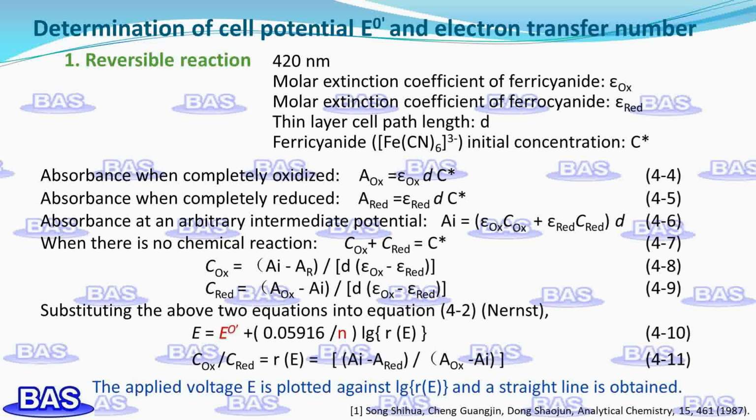It is set at 420 nanometers. Here, ε is the molar extinction coefficient of ferricyanide, ε is the molar extinction coefficient of ferrocyanide, l is the thin layer cell path length, and C is the ferricyanide ion initial concentration. Absorbance when completely oxidized, equation 4.4.